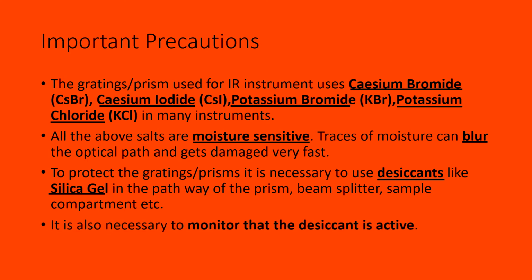It is also necessary to monitor that the desiccant is active. This can be done by checking the silica gel bags every day and reactivating the silica gel when it turns pink. Reactivation is done by drying the silica gel at about 120 degrees Celsius overnight. But make sure that it is cooled in a desiccator to room temperature before reloading into the bags.